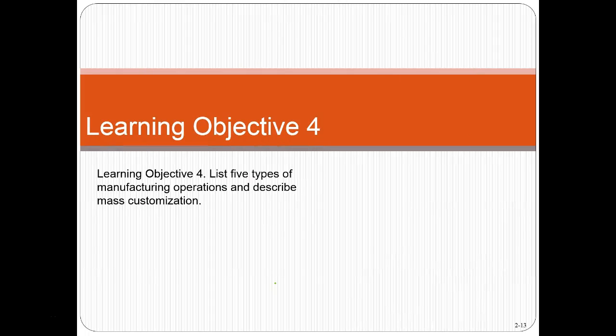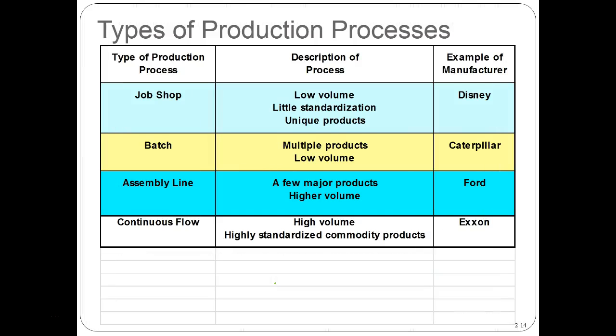Then we have Learning Objective 4: list five types of manufacturing operations and describe mass customization. When we go into manufacturing, there are going to be slight differences in the way we allocate costs depending on the types of manufacturers we have. We could have a job shop, which is low volume, little standardization, and unique products. When we think about Disney, we're really thinking about movies. We're not going to produce a lot at one time. We're not mass producing the movies; they take time to produce, and they are very unique in the way they are produced. So we're going to treat those differently. We'll have to allocate the cost differently because of that.